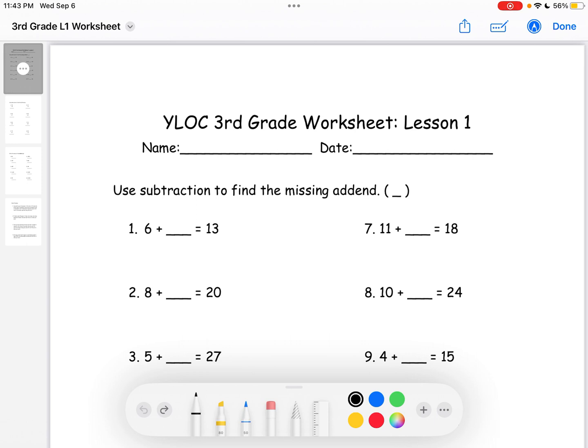Today we will be using subtraction to find the missing addend. For example, number 1, 6 plus blank equals 13. In order to find this, you have to use subtraction. So it will be 13 minus 6.